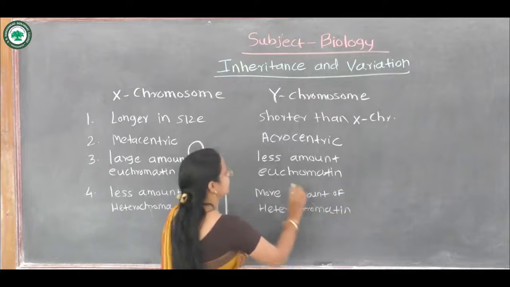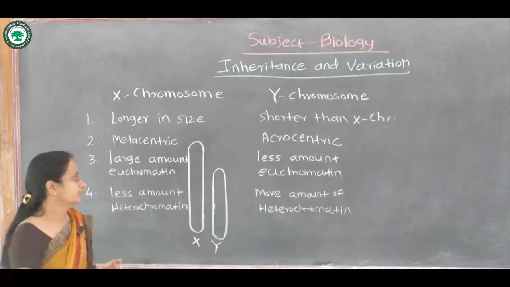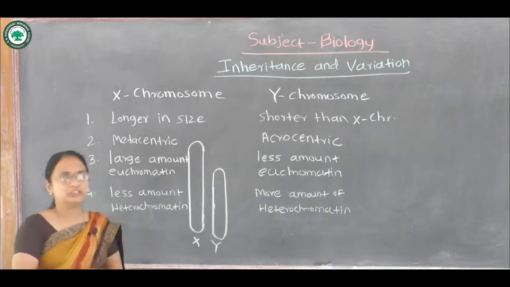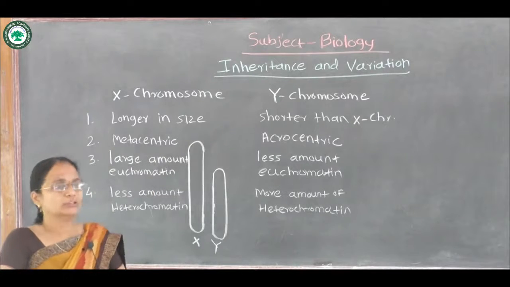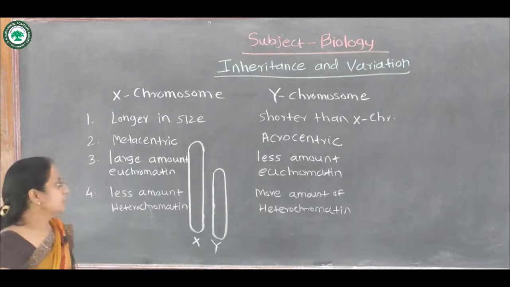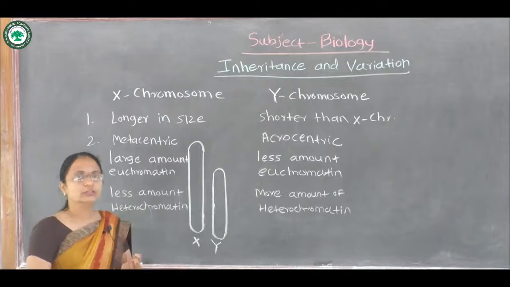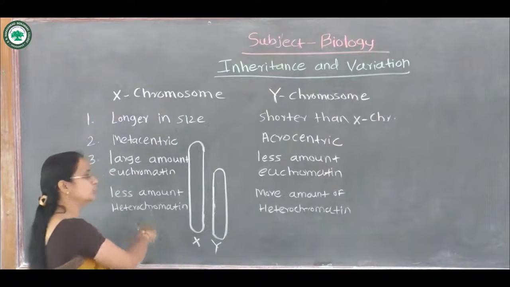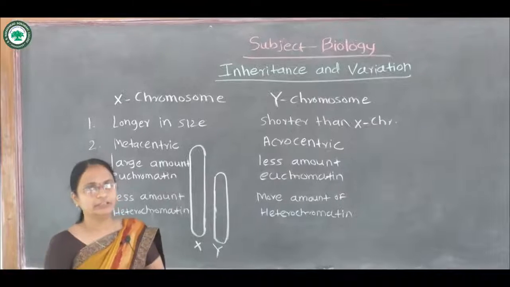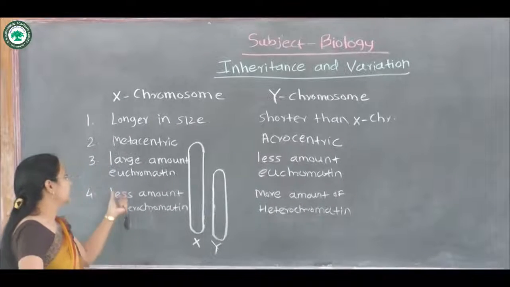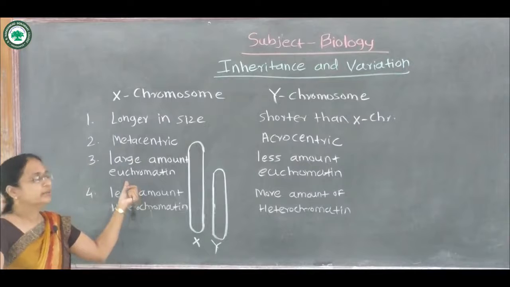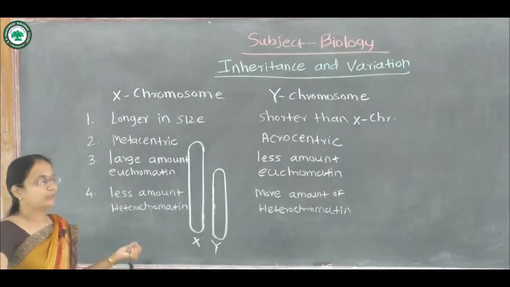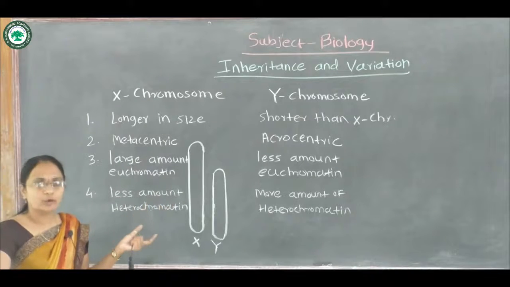Now, what are euchromatin and heterochromatin? These two regions can be differentiated under the microscope on the basis of staining properties. Euchromatin always shows the maximum content of DNA, and heterochromatin shows less content of DNA. Where compact DNA is present in euchromatin, indirectly the X chromosome has a higher percentage of DNA as compared to the Y chromosome.